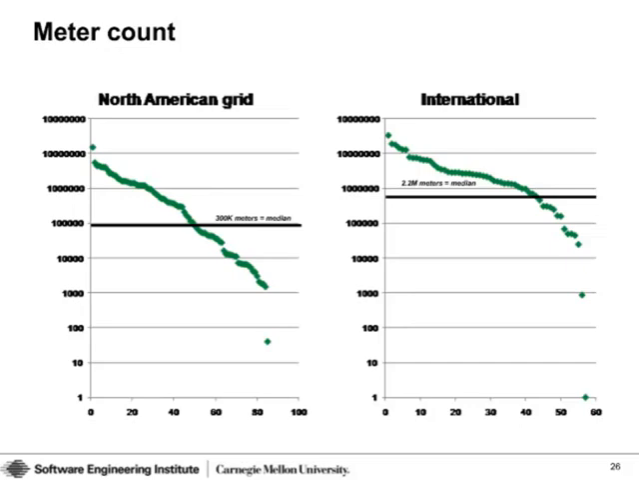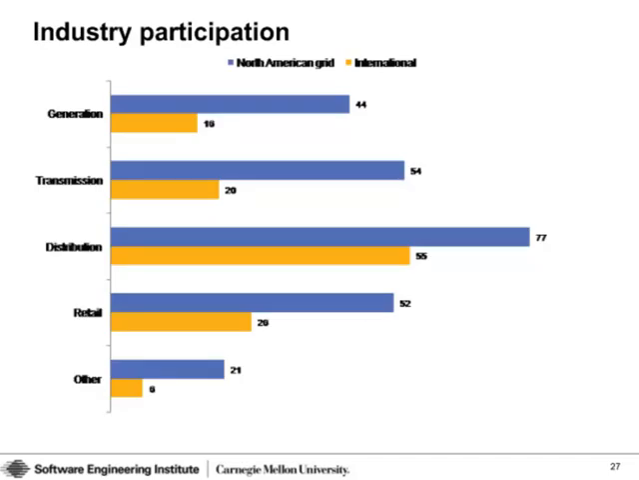And I'll also give you a sense of the characteristics of the utilities that are responding. You see on 27, the blue bars being the North American grid and the gold being international. The number of respondents that have identified these various characteristics in their operations. So in some cases it's an entity that's both transmission and distribution, or also generation and retail. And in that case, they would have checked all of the boxes.